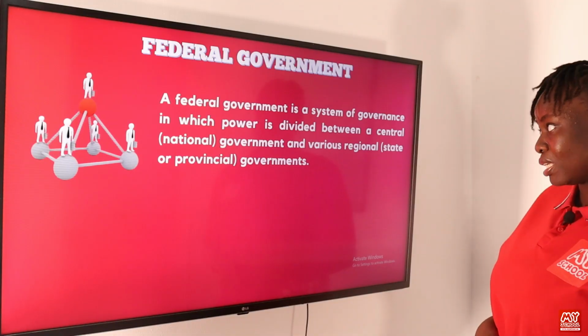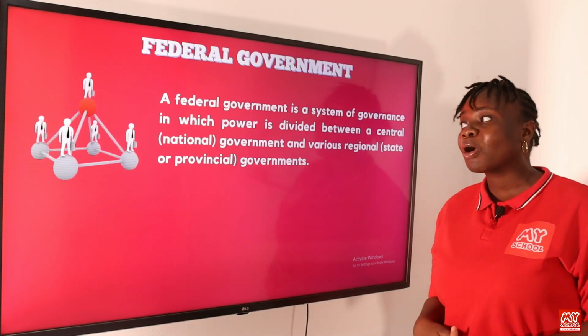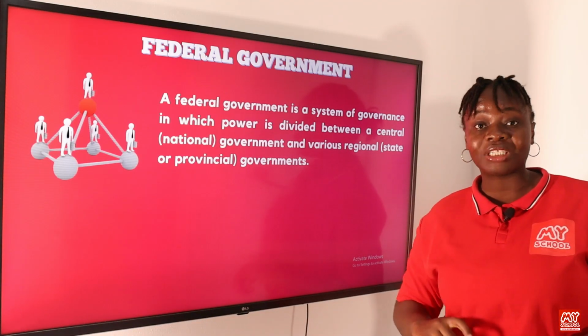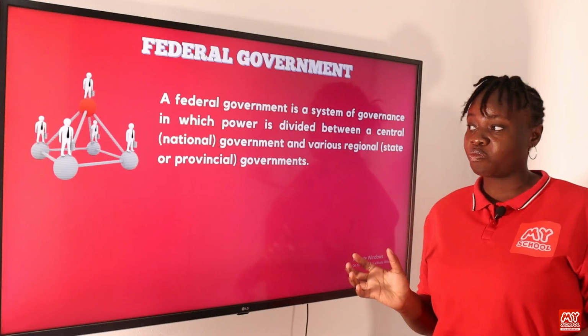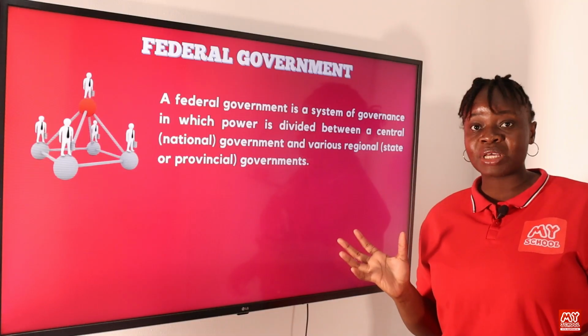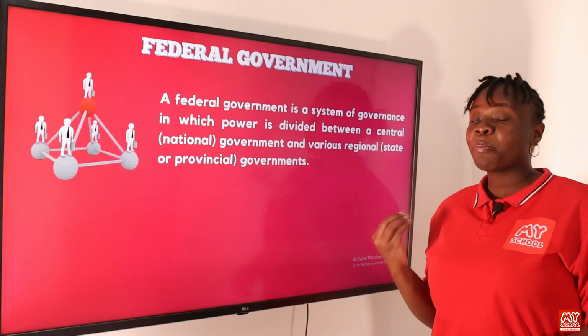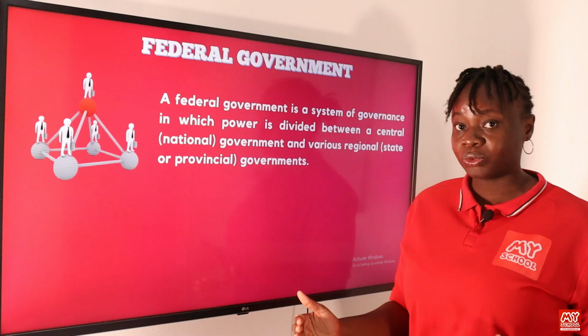So a federal government is a system of governance in which power is divided between a central or national government and various regional or state or provincial governments. So a federal government is a government where power is divided between various levels of government.